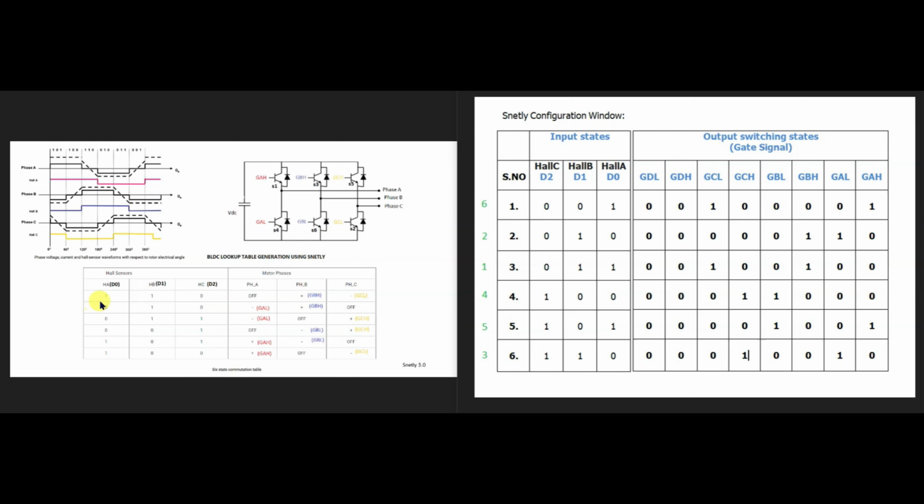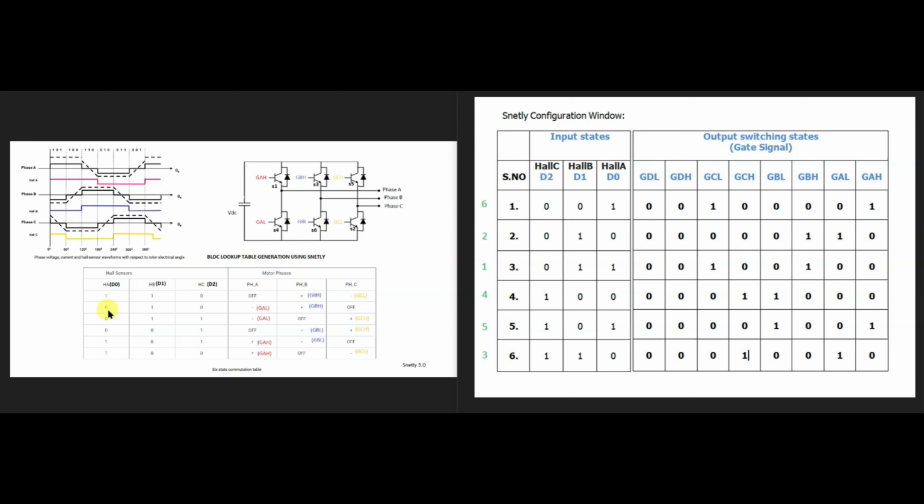So first state 110. For 110, I need to enable my GBH and GCL. Here I have mentioned which is the first state; you have to calculate from right to left. So for 110, I need to enable my GBH and GCL. The remaining switch gate signals are turned off. Only for this state, these two switches will be conducting for 60 degrees.